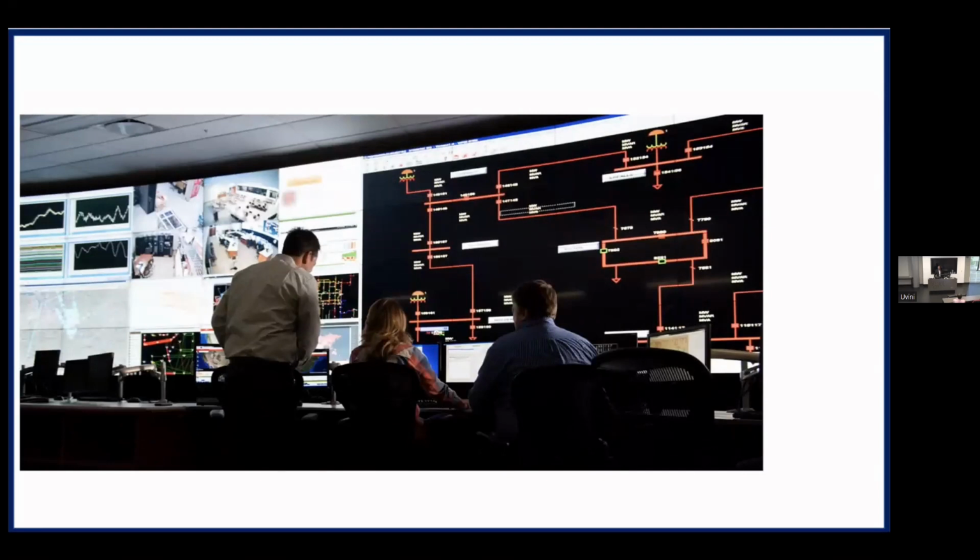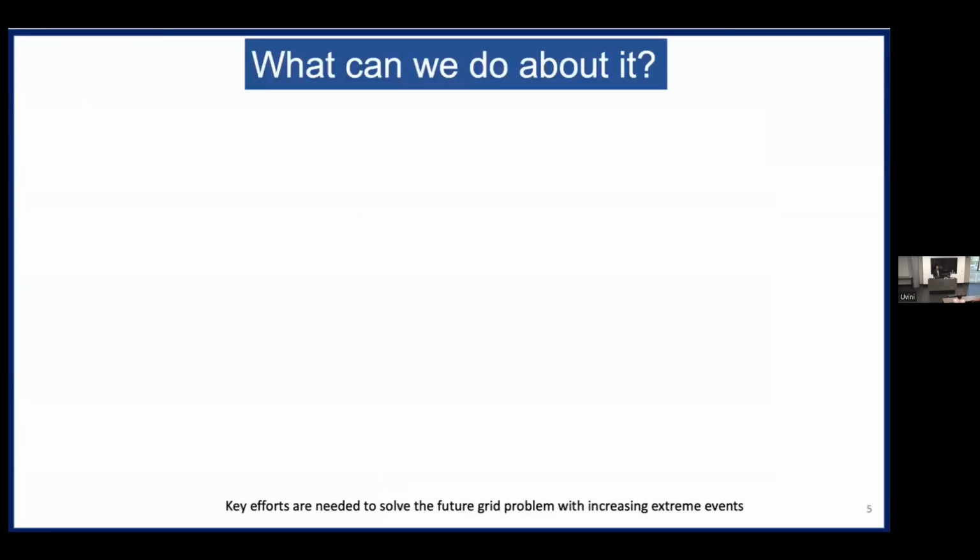So these kinds of events are always puzzling to operators, and there are no existing tools like EMS or DMS which will help them to take action and minimize the impact on the grid, right? So then the question becomes, what can we do about it, right?